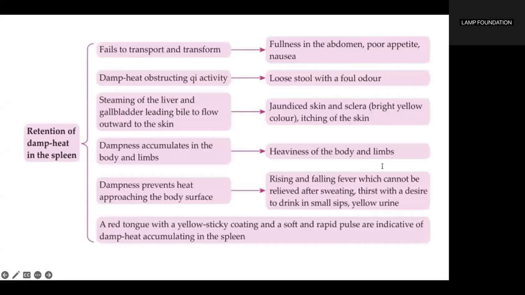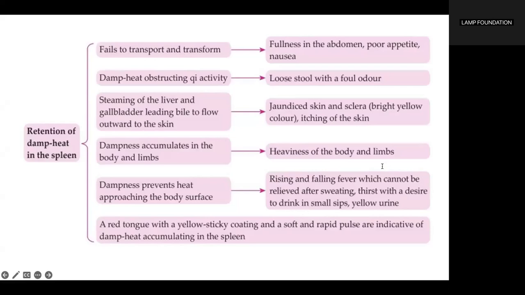Clinical manifestations: fullness in the abdomen, poor appetite, nausea, loose stools with a foul odor, heaviness of the body and limbs, thirst with desire for drinking in small sips, rising and falling fever, which cannot be relieved after sweating, jaundice of the skin and sclera with a fresh, bright yellow color, itching, a red tongue with a yellow sticky coating, and a soft and rapid pulse.